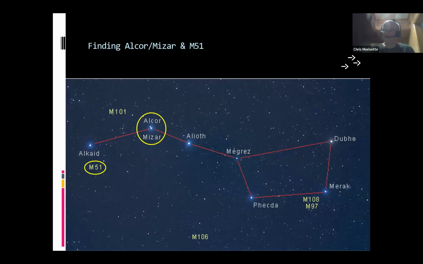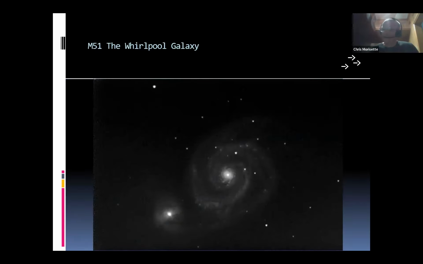All right. So M51 is a spiral galaxy, and it is 3.5 degrees below the Big Dipper handle. If you measure 3 fingers, which is 5 degrees, that'll get you close to where M51 would lie right off the Big Dipper handle. Let's take a look at that. You can see M51 here, and it actually has a companion galaxy, NGC 5195, the smaller galaxy over here.